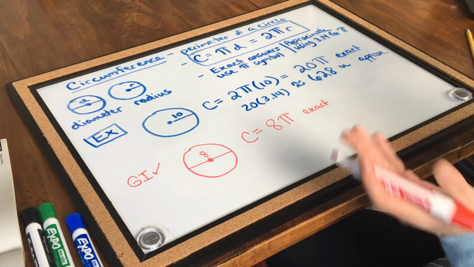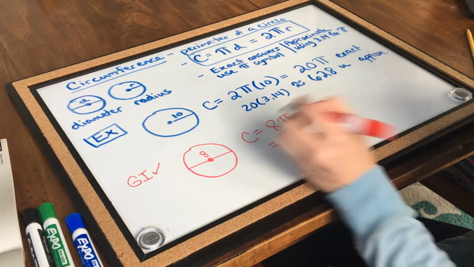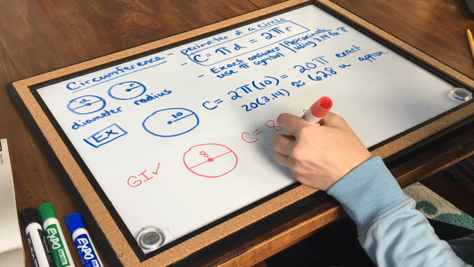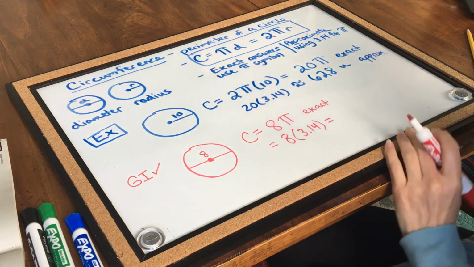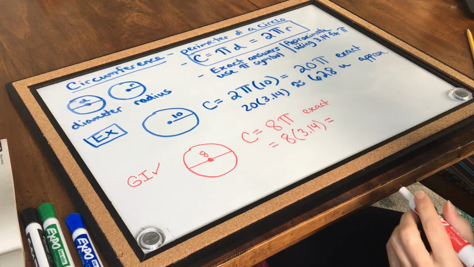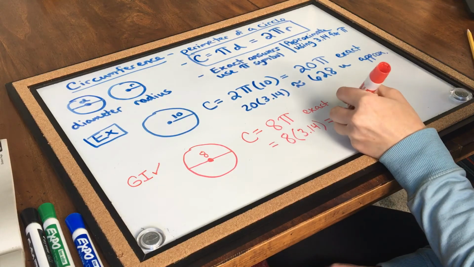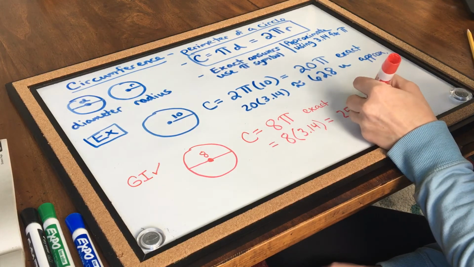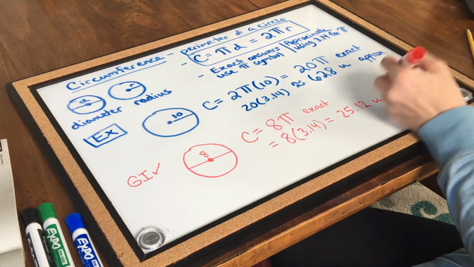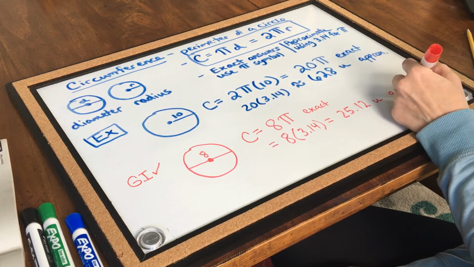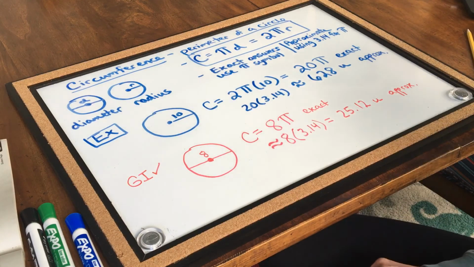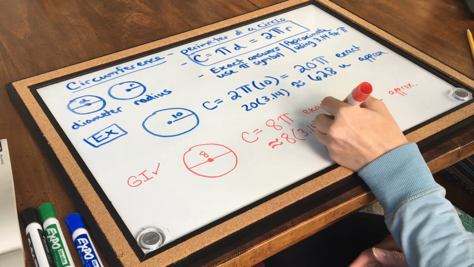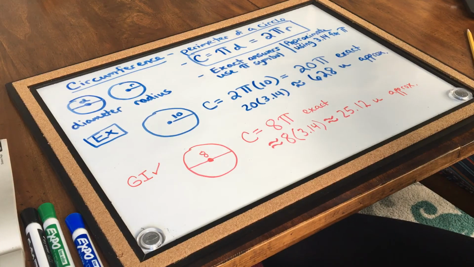But let's say we need an approximate measure. So my approximate answer would be 8 times, and I'm going to use 3.14 for pi. If I take 8 times 3.14, I get approximately 25.12 units. And this is my approximate answer. So actually, I should fix my little symbol and write my approximate symbol instead. Much better.